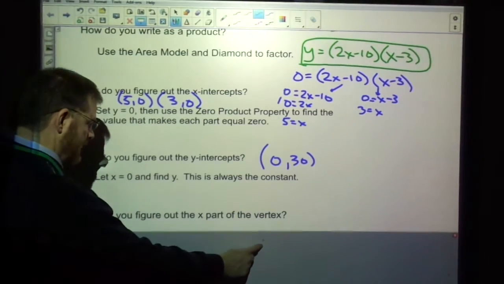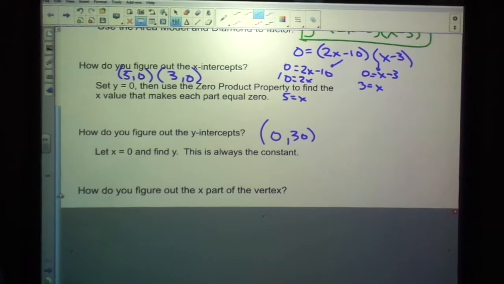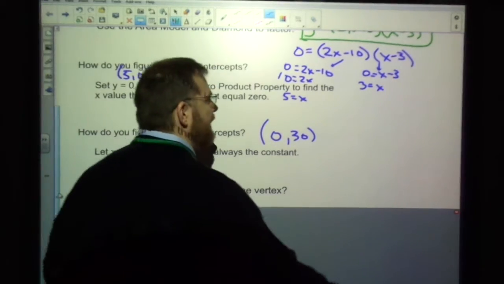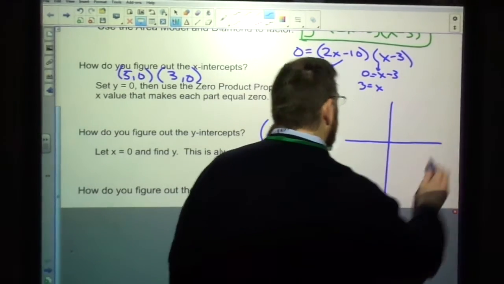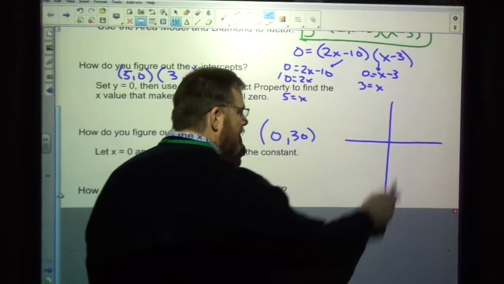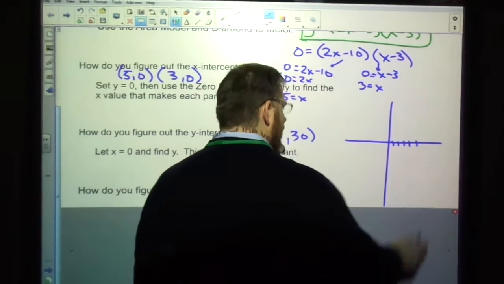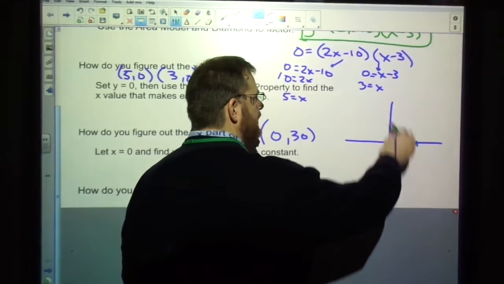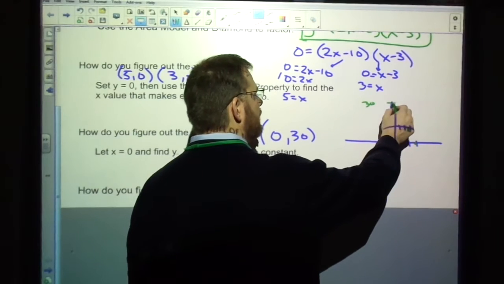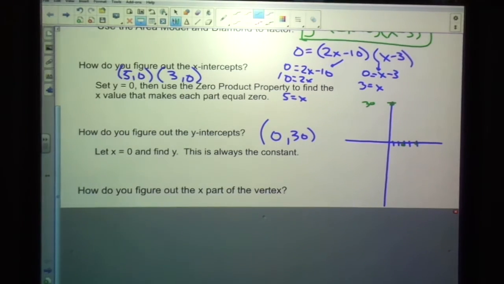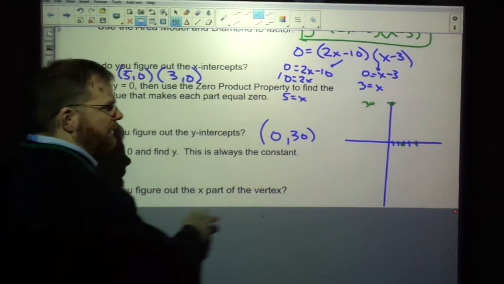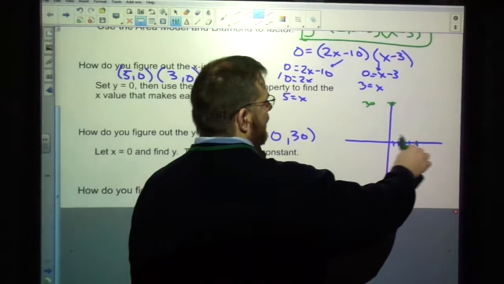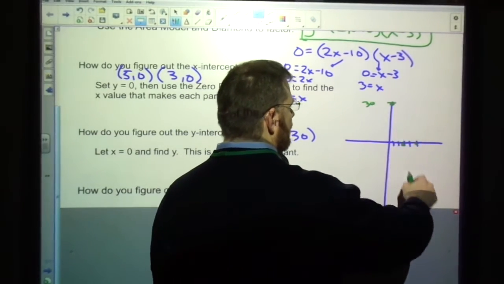Okay. How do you figure out the x part, or the x coordinate, of the vertex? So at this point, I have a graph, and I have a little bit of information. I know that the x-intercepts are 3 and 5. And I know that the y-intercept, let's just call this 30. I'm not going to count 30 of them. That's what I have so far. The last part I need is a vertex. And it has an x and a y coordinate, right? So I need to find the x part of it, and that's going to be wherever the middle of this parabola is going to be.